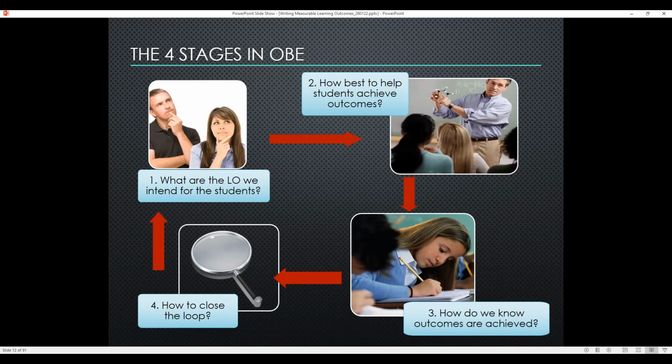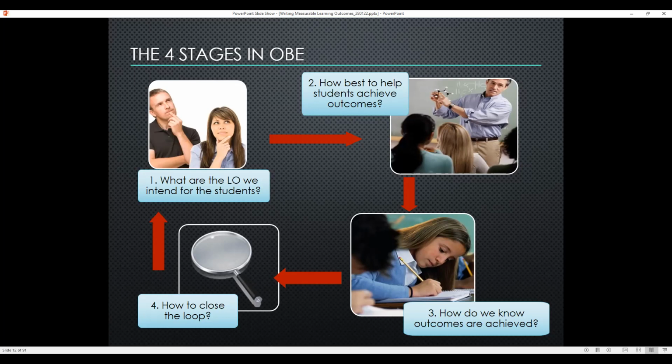We begin here, where we talk about what are the LOs that we intend for the students. What is it that we want students to achieve? After that, we talk about how we can best help the students to achieve the outcomes. This is what we do in our classroom, or in our synchronous or asynchronous session. Then we will test and measure whether the outcomes are achieved or not.